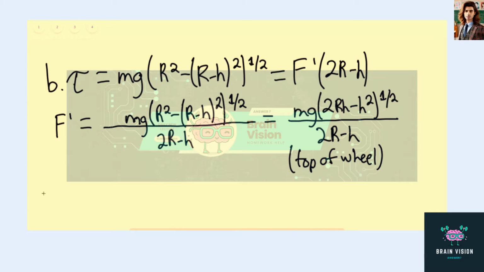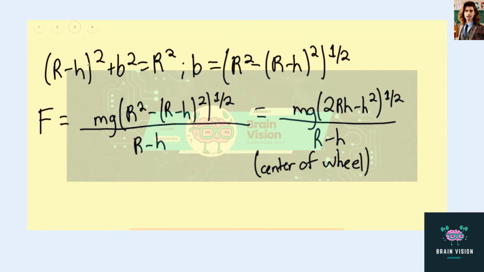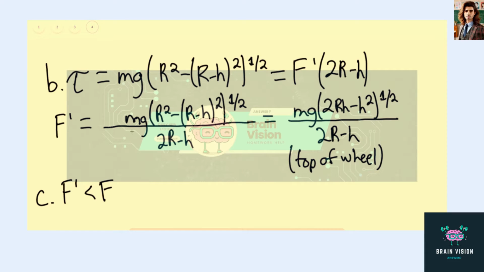And as you can see, F prime is less than F because the denominator of F prime, 2R minus H, is going to be greater than, of course, R minus H. If the denominator is greater, that means that the result is going to be less. So the magnitude of the force at the top of the wheel will be less than the magnitude of the force at the center of the wheel. So this means that if F prime is less than F, there is less force required in the second case, or case B.